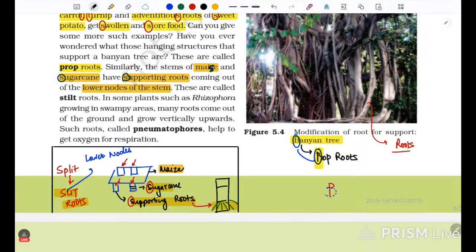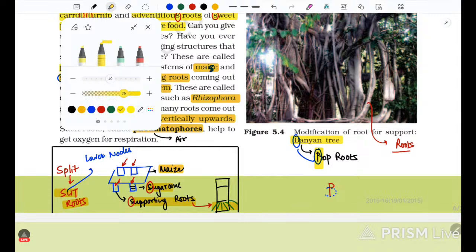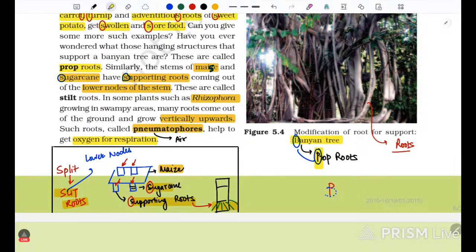All right, coming on to the next example, that is in some plants like rhizophora, which grow in swampy areas, many roots come out on the ground and grow vertically upwards. Such roots growing vertically upwards are called pneumatophores. Pneumo means what? Pneumo means air, which helps to have the oxygen for respiration.